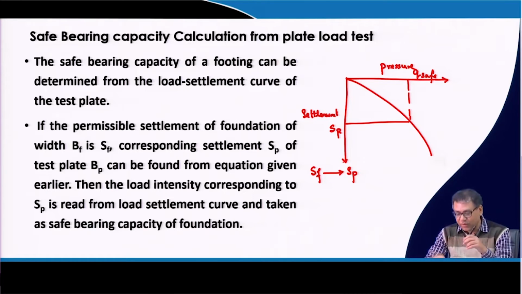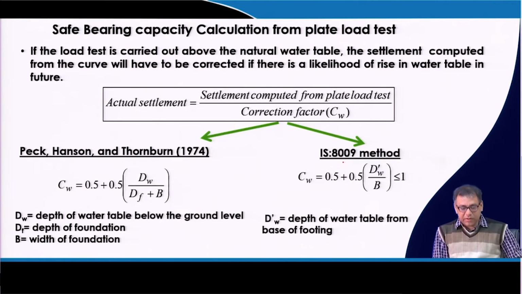No, that is not true, because this is the settlement for the same loading intensity. So, once you convert the settlement of the foundation to the plate, the corresponding Q shape will be the Q shape for the foundation itself. Okay? So, you convert once, not twice. Now, once you get the bearing capacity from the plate, then we have to apply the correction.